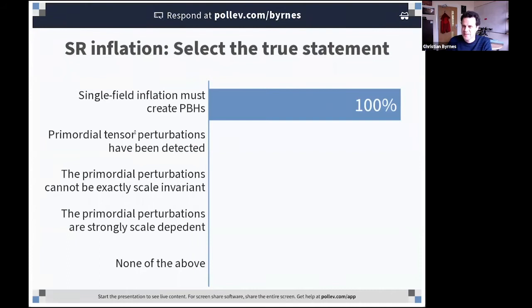Primordial tensor perturbations have been looked for at great depth, but they've not been found. What is correct is that, yes, as 72% said, the primordial perturbations, although they're close to scale invariant, cannot be exactly scale invariant. And this was the big detection, really, of the Planck satellite. The WMAP satellite already gave evidence in this direction, but Planck really made it completely clear. And they're not strongly scale dependent, and well, one of them was true. Okay, so that was that one.